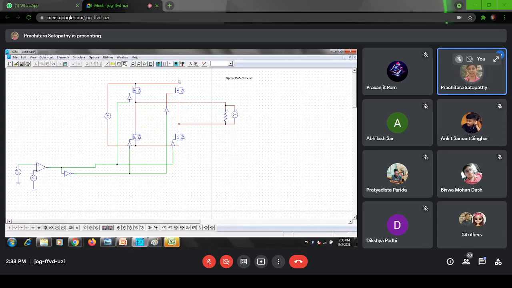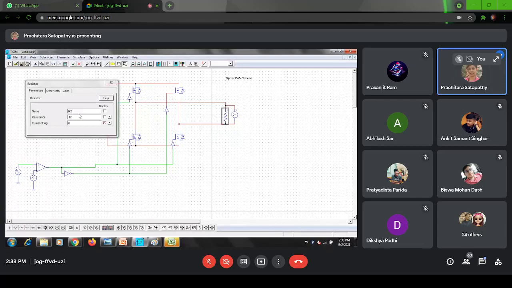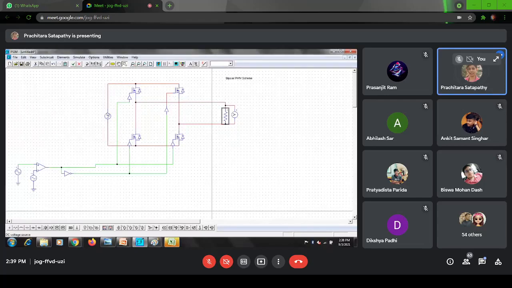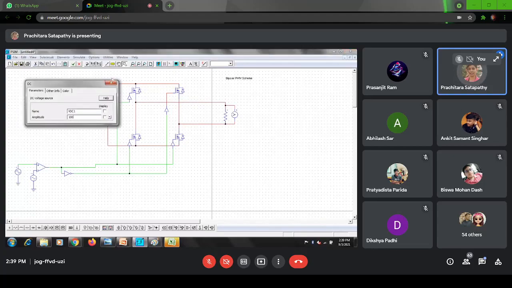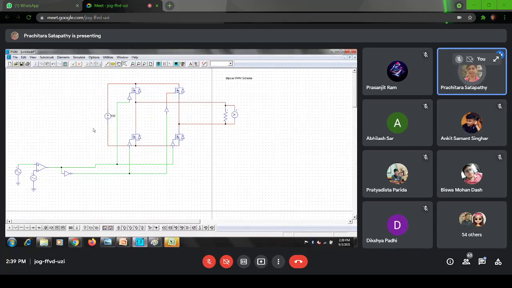But what value of R? Let's take R equal to 10. Voltage, I'm taking 100. Okay, set the values of the circuit you have built.